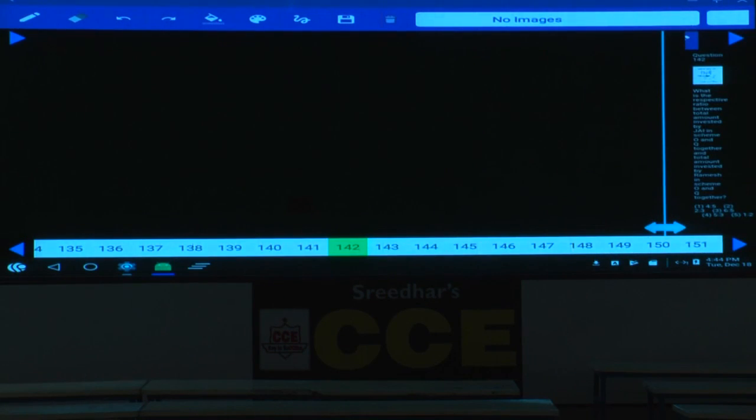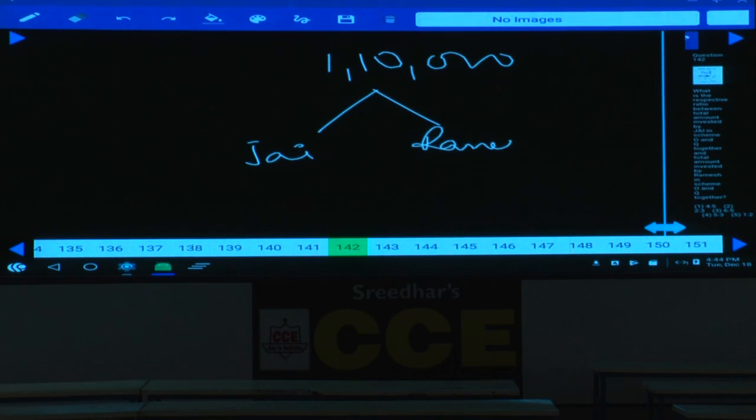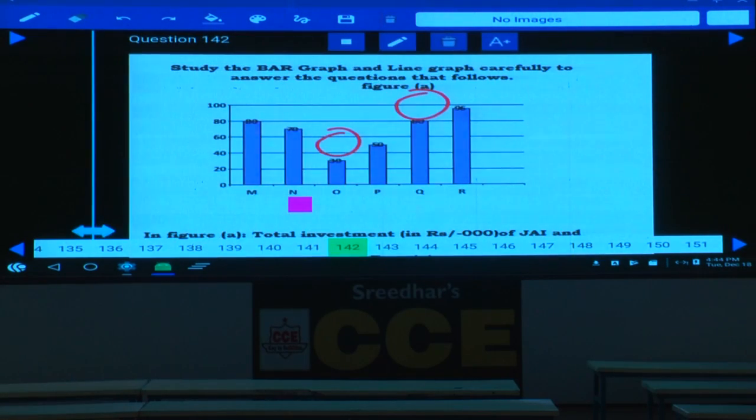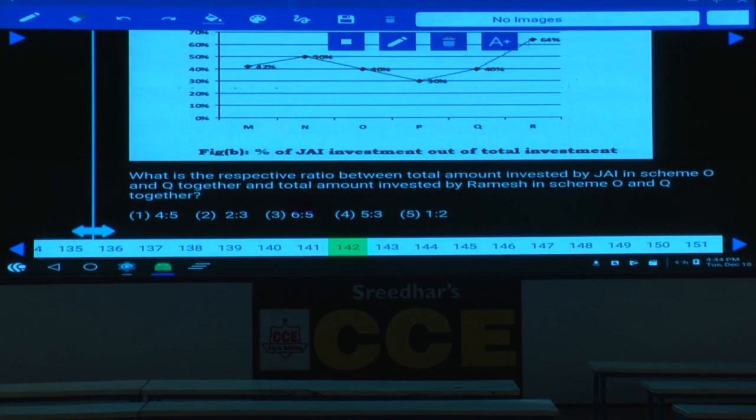80,000. Total? Tell me, total. 1,10,000. See, out of 1,10,000, some of the money is J's amount and some is Ramesh's amount, and you are asked to calculate the ratio. So the number of parts of J and Ramesh should be a factor of this number, right? Now, take your first option, 4:5. Total how many parts do we have? Can you divide 1,10,000 into 9 parts? This cannot be your answer.